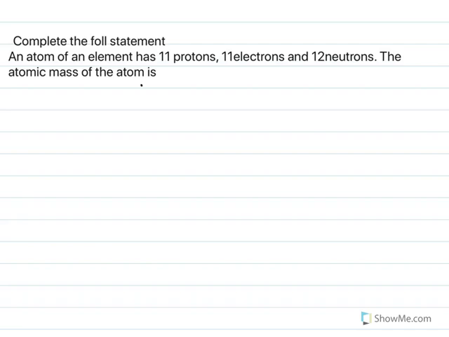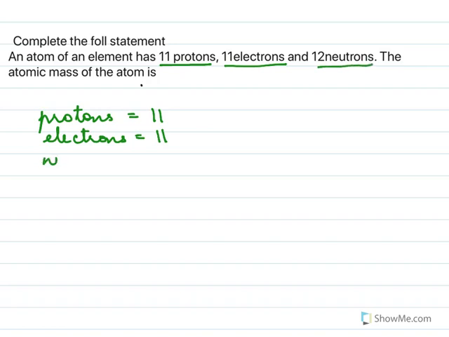Complete the following statement. An atom has 11 protons. Let me write that. Protons equal to 11. 11 electrons. Electrons equal to 11. And 12 neutrons. Neutrons also equal to 12.